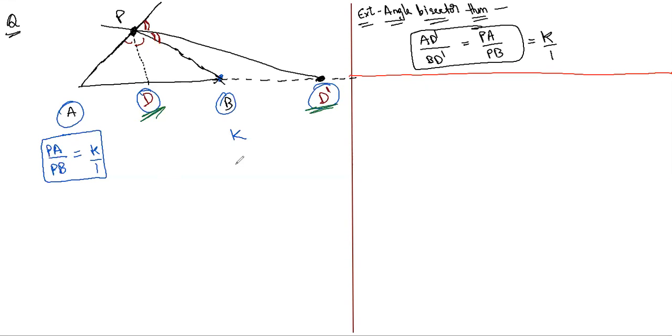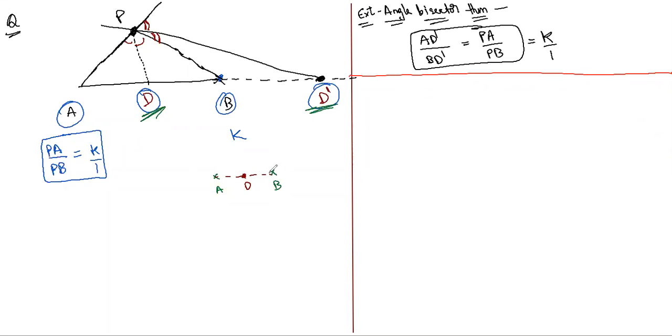If I give you any 2 fixed points in space, A and B, and I tell you to find the 2 points dividing it in the ratio K is to 1, what will you do? You have 2 fixed points A and B, and the question says find 2 points which divide it in the ratio, let us say, 3 is to 1. How will you do it?